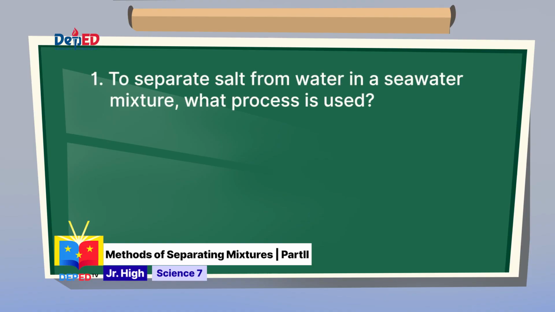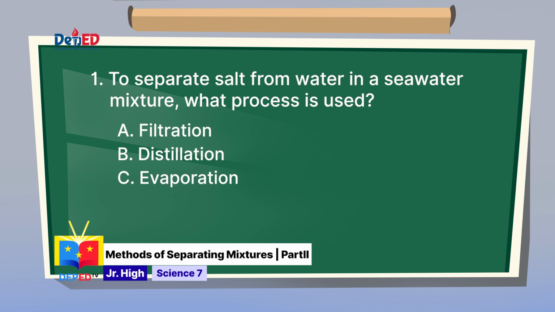Number 1. To separate salt from water in a seawater mixture, what process is used? A. Filtration. B. Distillation. C. Evaporation. D. Condensation. The method used in separating salt and water is evaporation. The correct answer is letter C.